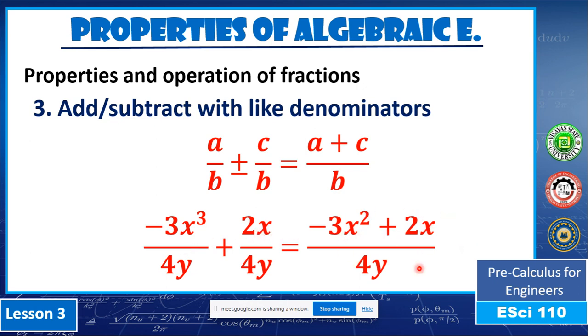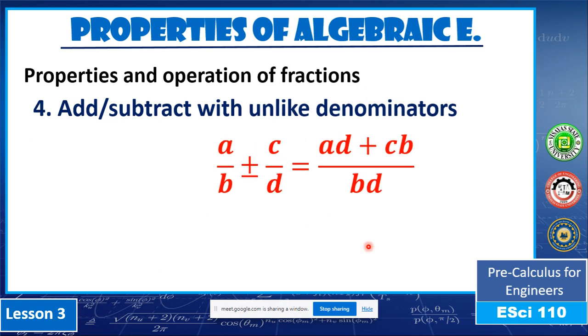So you can still, if there is a reason to simplify this, you can simplify this further. But for the purpose of this example, let's just remain this one as it is. So ito lang. So actually simple lang, class, kapag mag-add ng fractions that have the same denominators. But how about kung unlike na? So magkaiba na. So paano to?